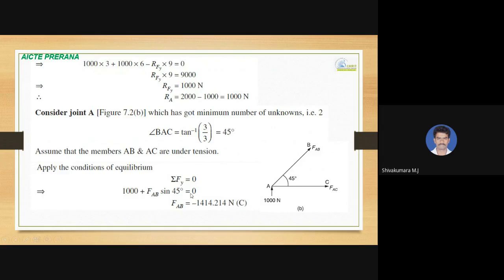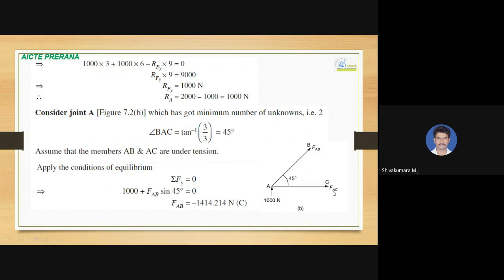So that is plus FAB sine 45 equal to 0. So FAB equal to 1000 divided by sine 45, we will get minus 1414.214. This minus sign convention is indicating that this member is not subjected to tension. This member is subjected to compression force. So that is why we have written it is C.